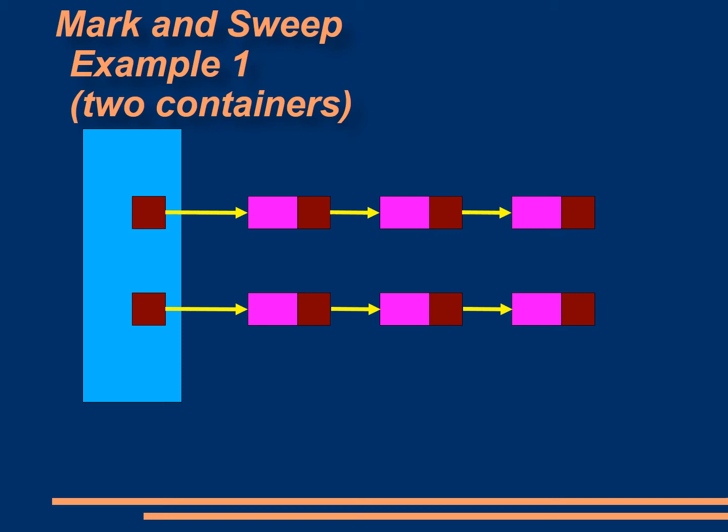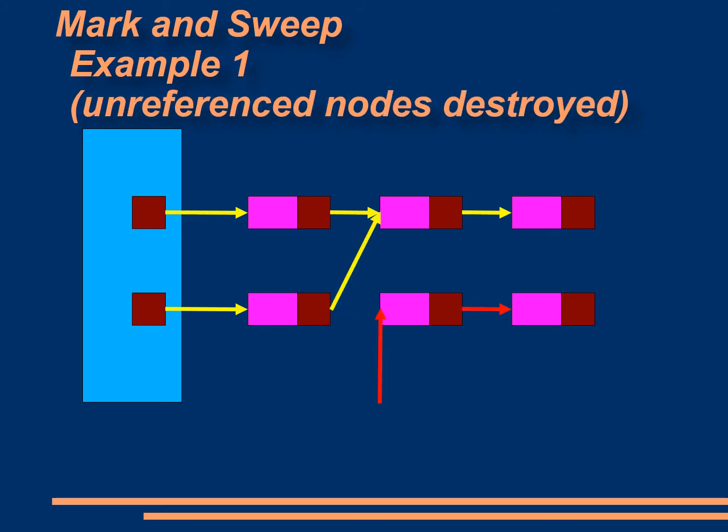So if we have a pointer from the stack pointing to nodes of a list on the heap, then we'll have the following. And the mark and sweep algorithm is smart enough to destroy unreferenced nodes, such as the following. If we change the pointer of a node to a different one, then the job of the mark and sweep is to destroy the unreferenced nodes that we see here.